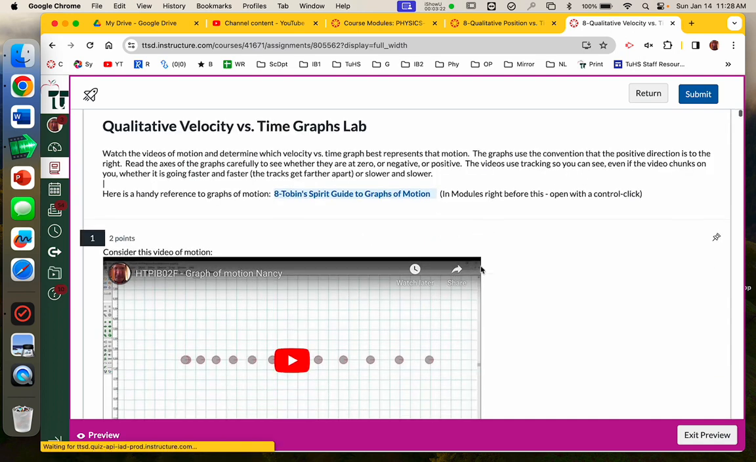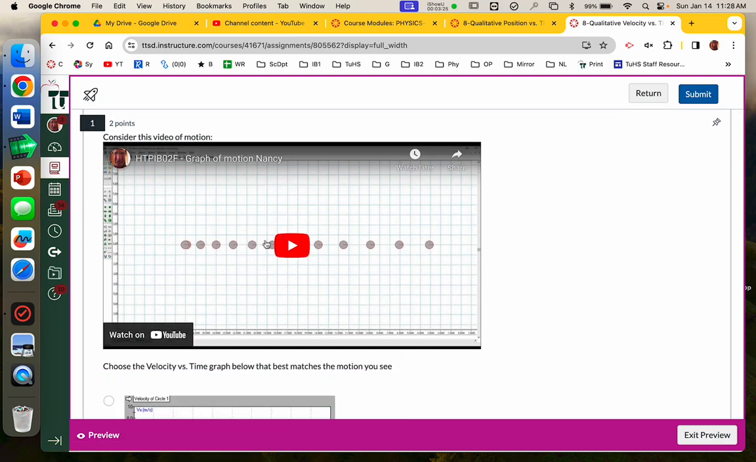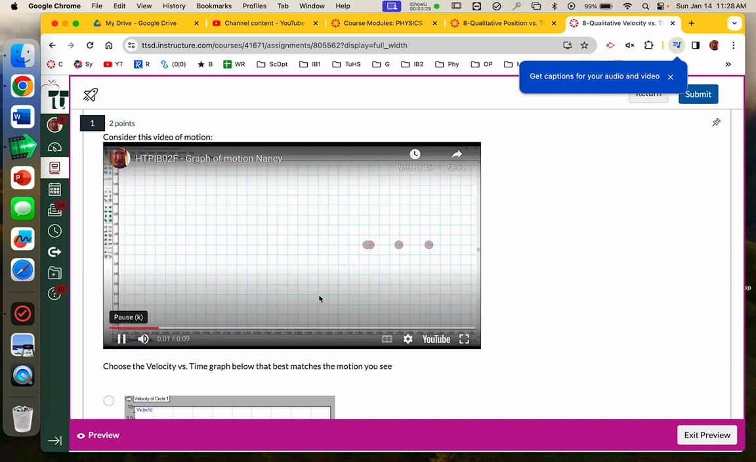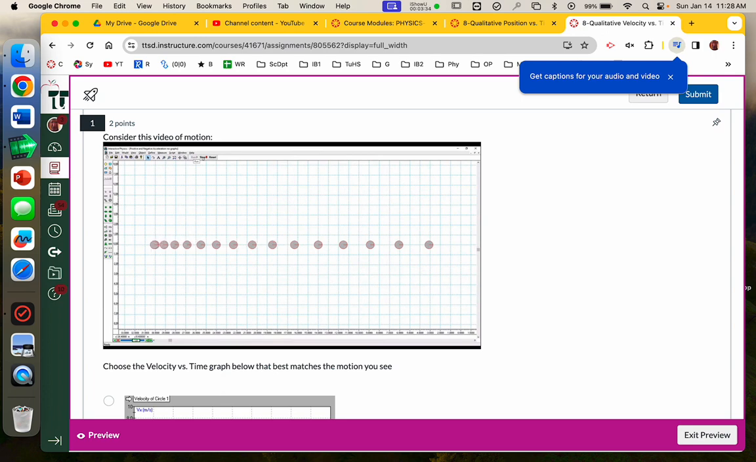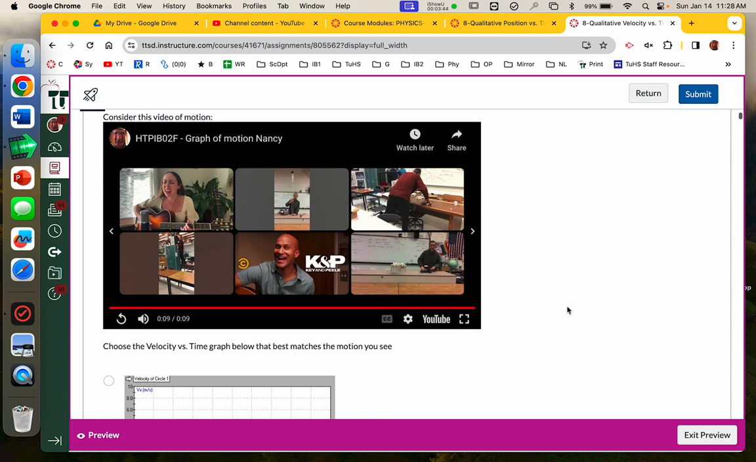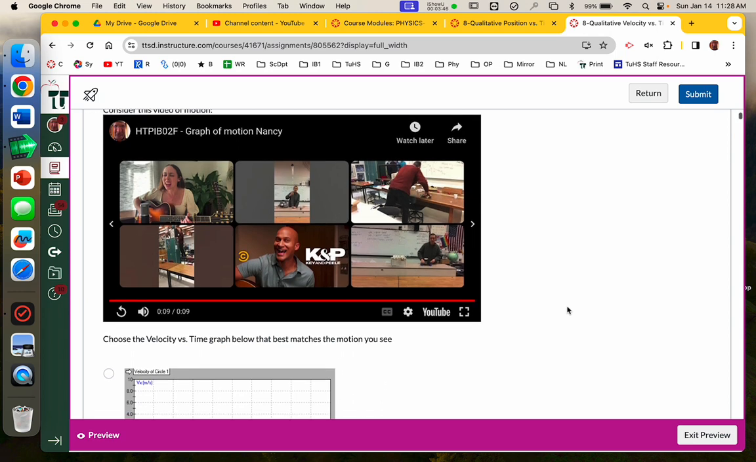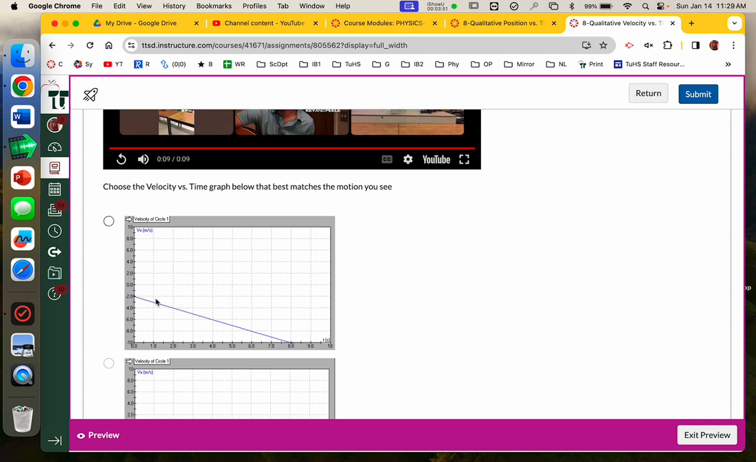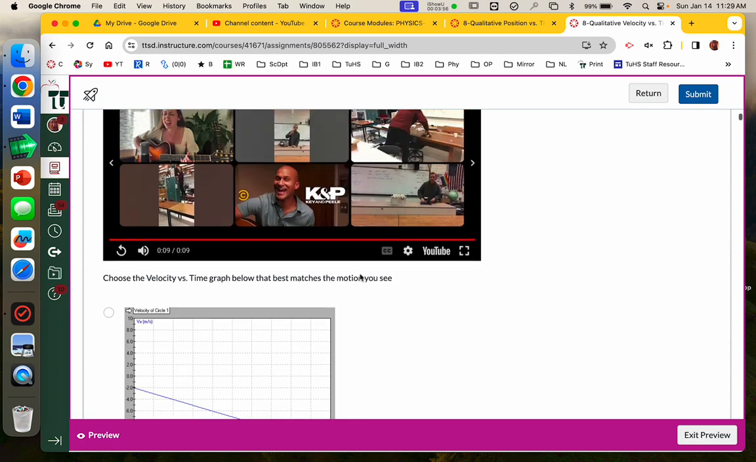All right, let's see what Nancy has. I had these all had names that kind of gave away what they were. Oh, this is fun. Nancy's moving to the left and slowing to a stop. Oh, interesting. Okay. Let's see. Moving to the left and slowing to a stop. So the final velocity's got to be 0. And it's got to start with a negative velocity, right? So this is moving to the left and going faster and faster, right?